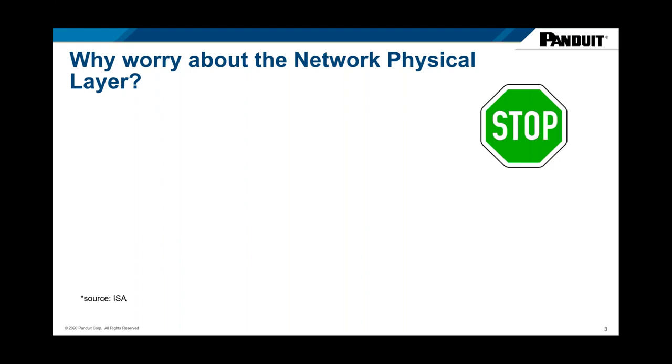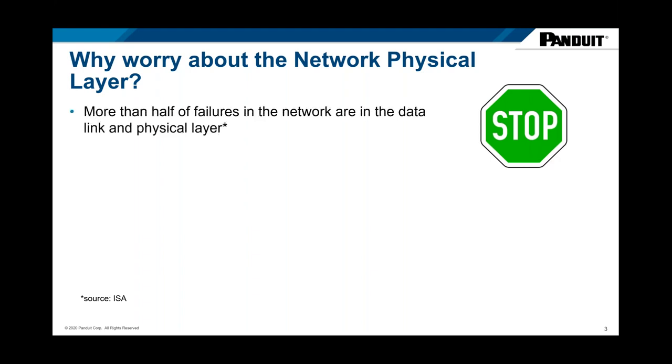More than 50% of the failures in the network trace back to the data link and the physical layer. The potential downtime affects the OEE and can be costly for the end user. The manufacturers that are best in class, those that have 90% or better OEE, spend more time on data link reliability and the physical layer.